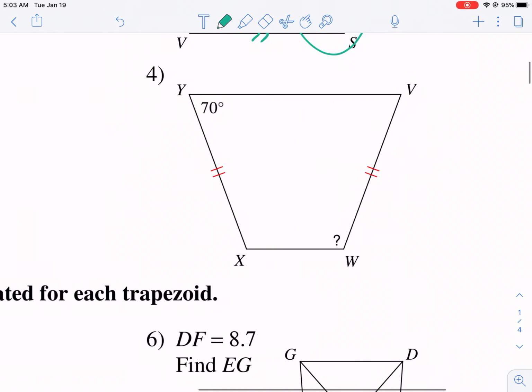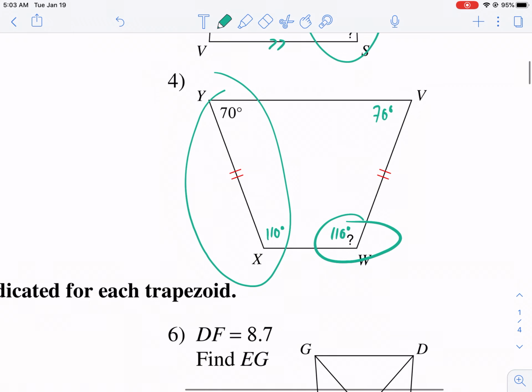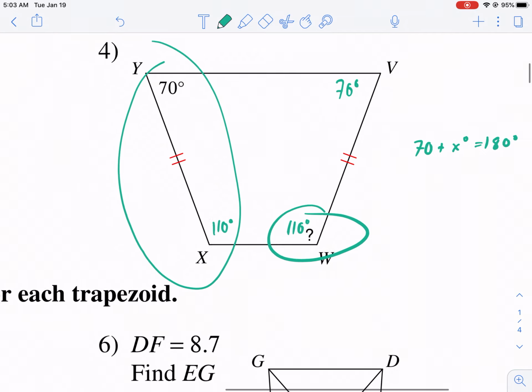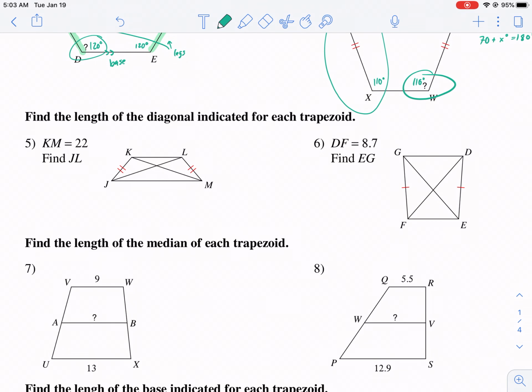This is another isosceles trapezoid, and you're probably thinking, oh, I only know that this side's supplementary. But like I told you before, that's 70, that means that's 110, and this is also 110, so we have our answer that way. And again, the process I'm using is 70 plus our missing angle x has got to be equal to 180. Okay, find the length of diagonal indicated for each trapezoid.